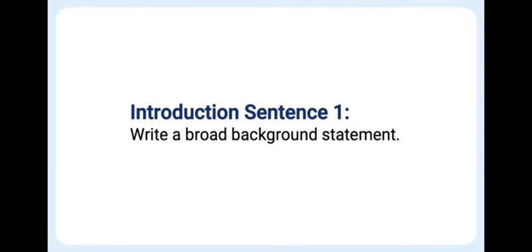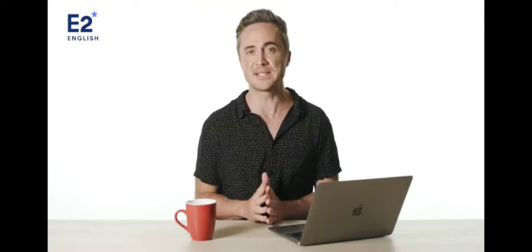So, number one, the introduction sentence, where we write a broad background statement. Your first sentence is very broad. You almost need to pretend that your teacher or examiner, or whoever's going to read your essay, has no idea of what you're writing about. And as such, you need to give them some background information. You can't just jump straight into your arguments. You need to set the context.